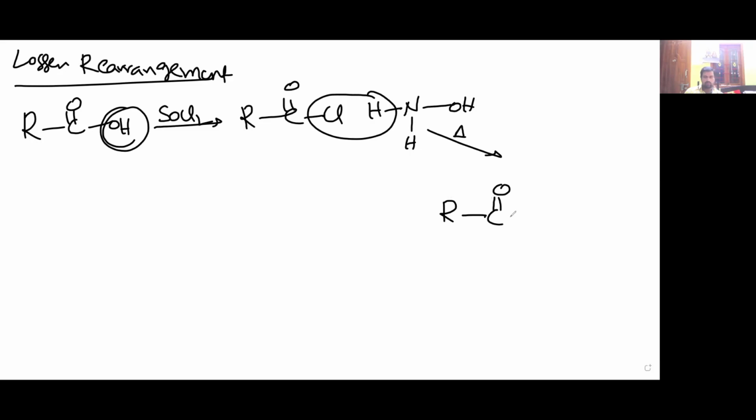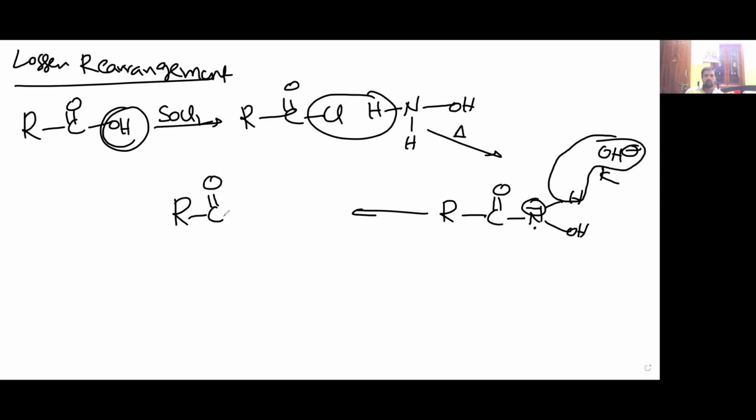Then R-C double bond O, NH, OH. So this is again treated with a base. You know already the base importance. Base, KOH. So what is the part that is eliminated? The base abstracts the acidic hydrogen, then nitrogen gets a negative charge. Then what is the product? R-C double bond O, N minus, here OH is there.